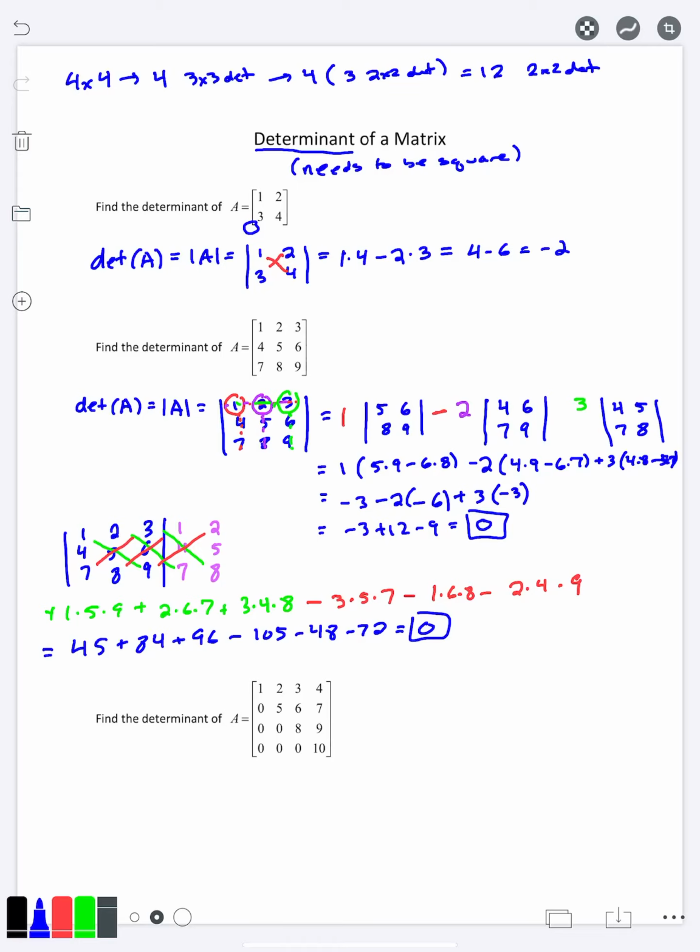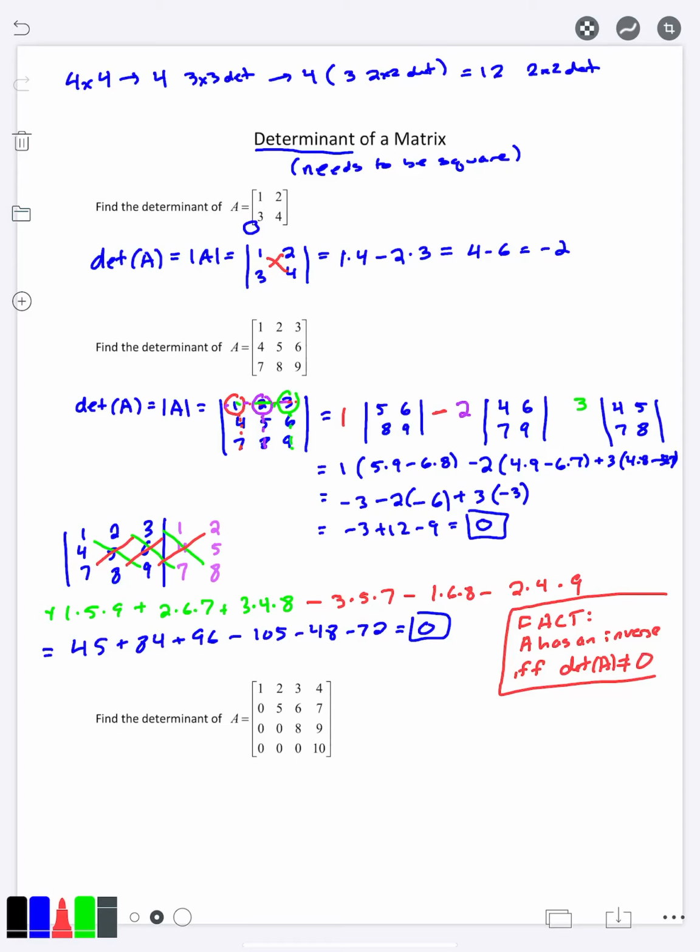Now, we got our answer here, and I said that the fact that it was 0 actually meant something. And it turns out, here's this fact here. I want to make sure that we talk about this. A has an inverse, which we saw in the other video, if and only if the determinant of A is not 0.